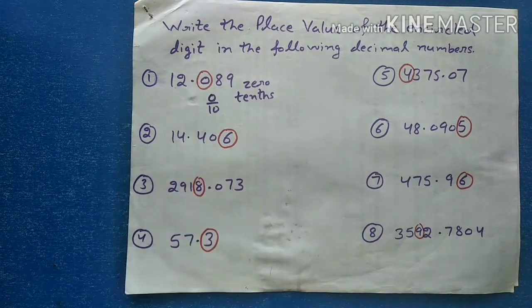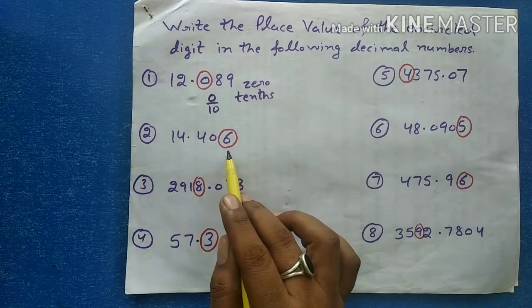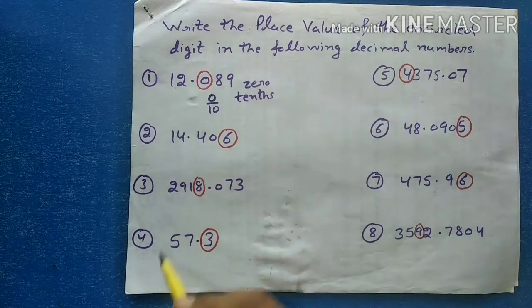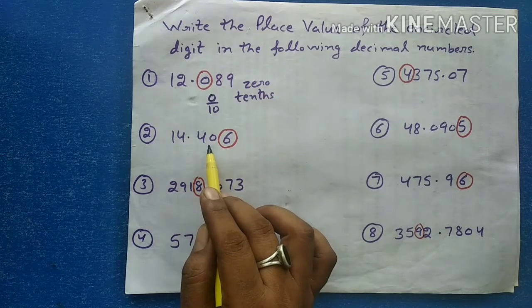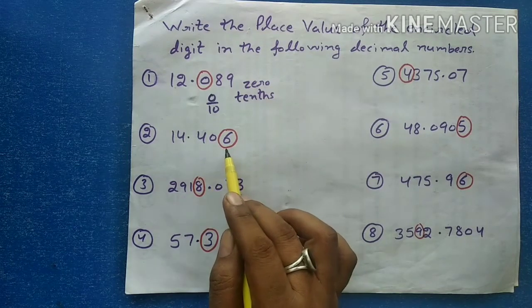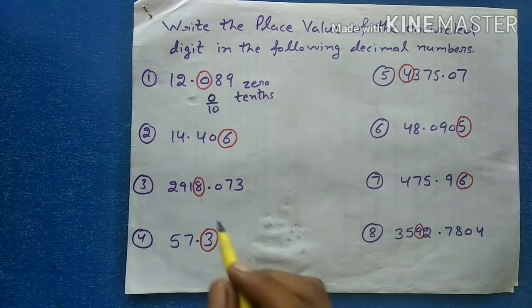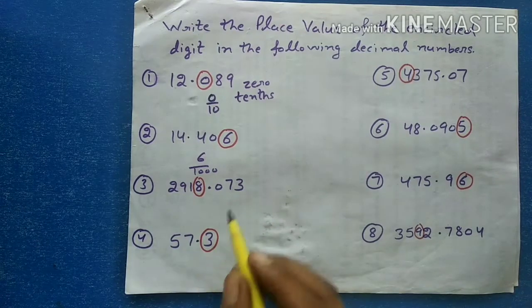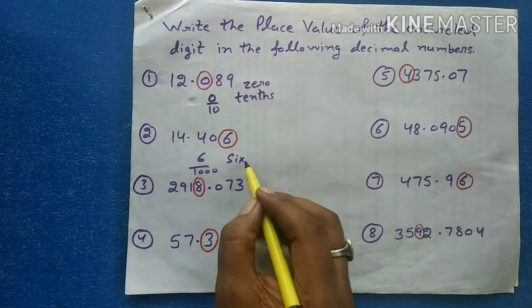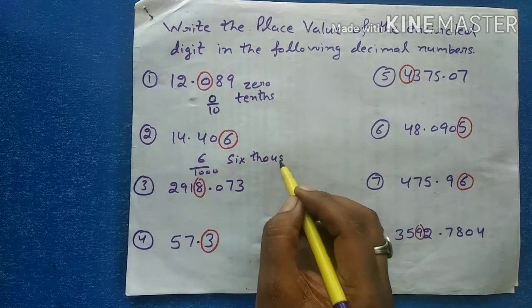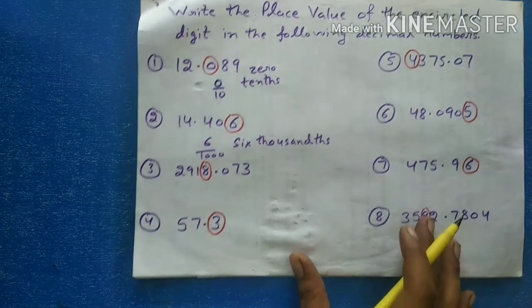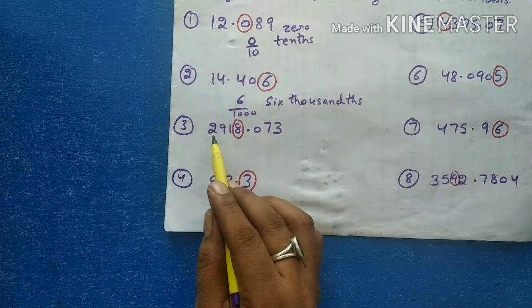Question number two, 14.406. Again, the encircled digit whose place value we have to find is at the third place to the right of the decimal. So 4 is at tenths place, 0 is at hundredths place, and 6 is at thousandths place. So I can write it as 6 over 1000, or I can write it as 6 thousandths.